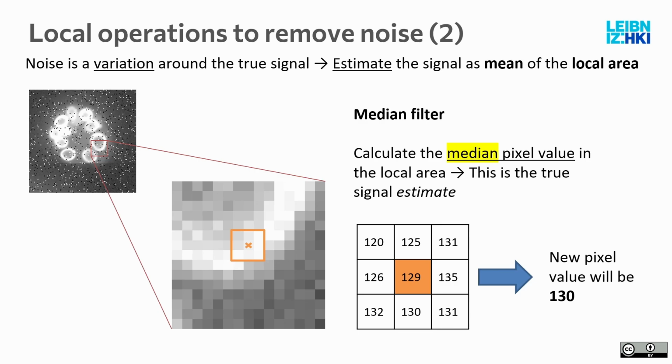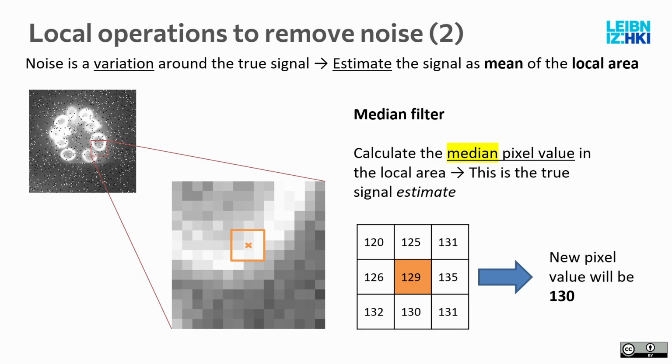And that's why there are different operations that you can apply. For example, under the same principle, that the noise is a variation around the true signal, we can also just use another estimator. Instead of the mean, we can use the median as the local estimator. Instead of calculating the average value here, we calculate the median. In our example last time we had 128 coming out here. Now it's 130, because it's the median value of that.